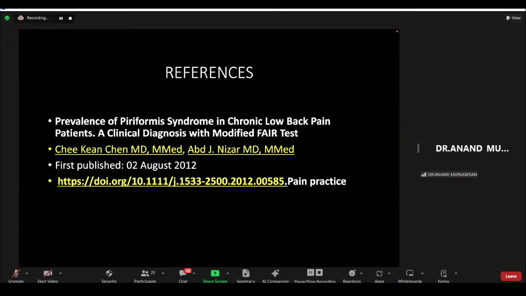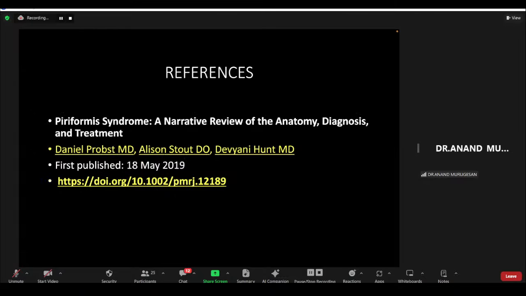So it has got more sensitivity. Along with it, these days we are doing a diagnostic piriformis intramuscular injection. Both are the gold standards right now to confirm piriformis syndrome. So it's such a wonderful paper with more emphasis on this FAIR test and the diagnostic intramuscular piriformis injection, with the maximum sensitivity and specificity respectively.